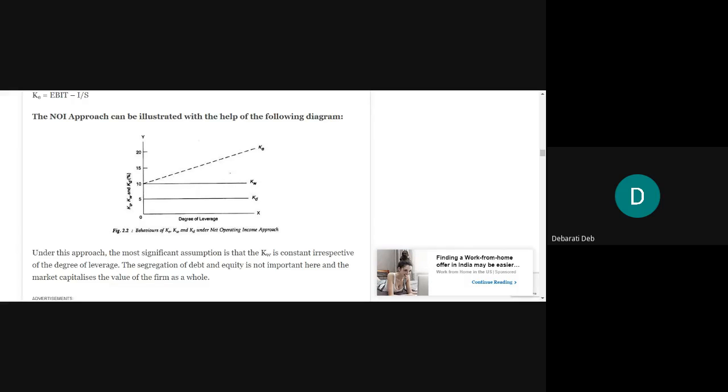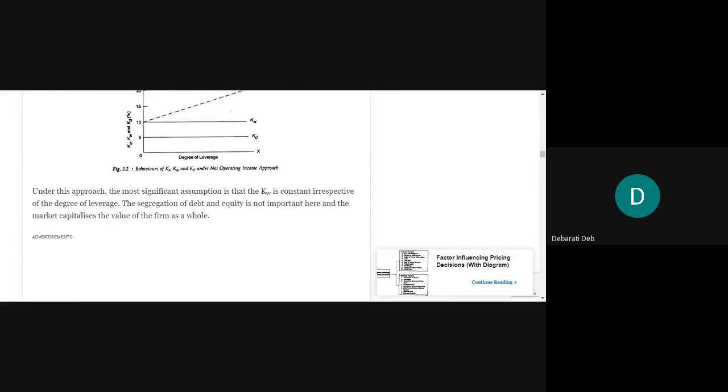In the previous case, the net income approach, we would have calculated the total value of the firm after finding out the value of the debt, the value of the equity, and then adding them both. But here, since KW has been declared to be constant throughout, we will have to find out the total value of the firm as a whole. How will you find it as a whole? We'll just divide EBIT by KW, that is the overall capitalization rate.